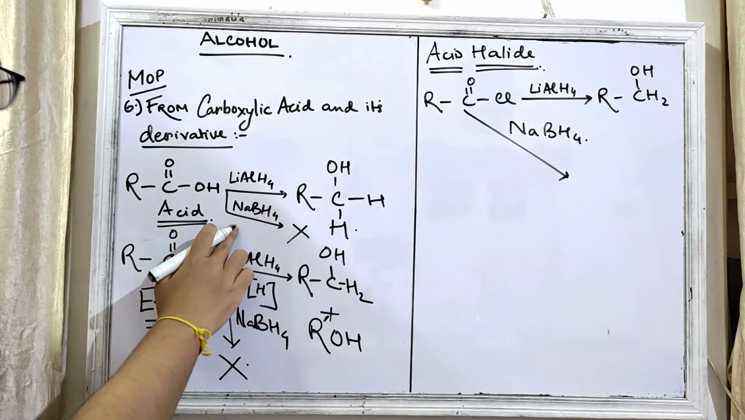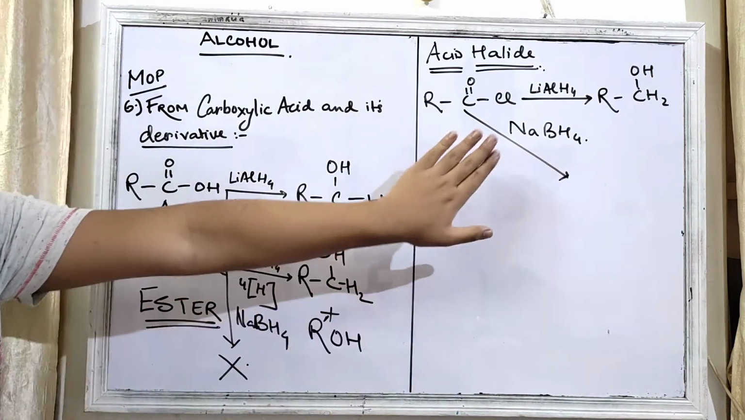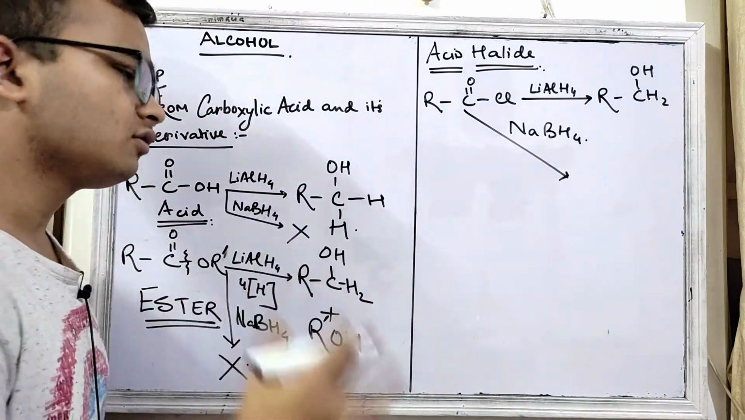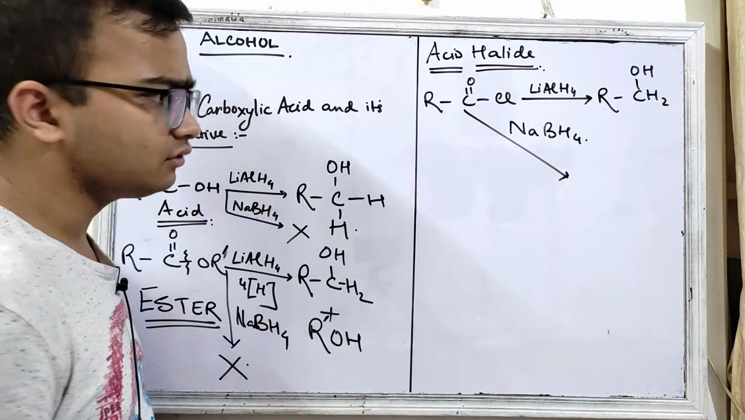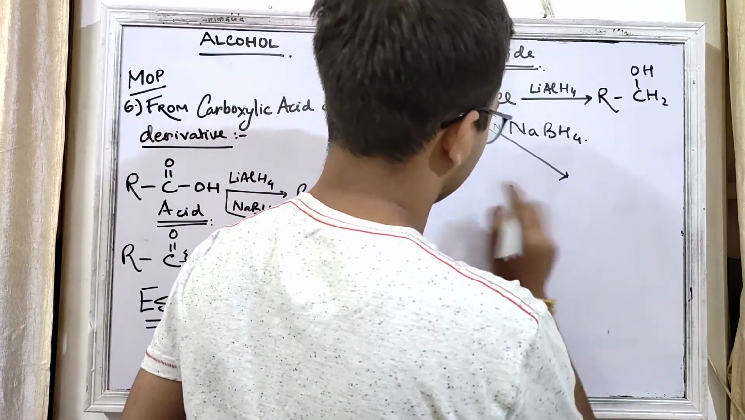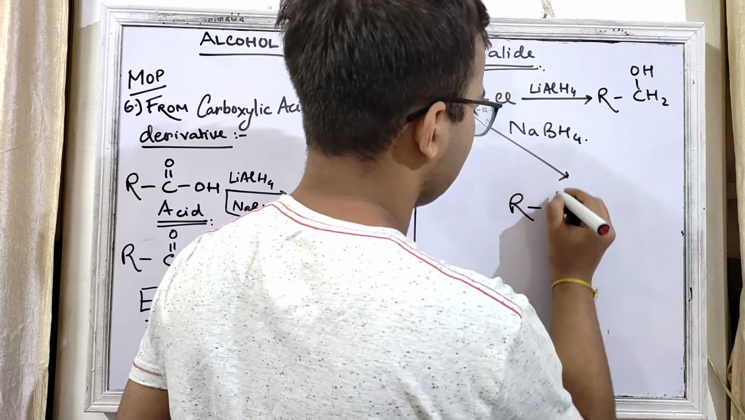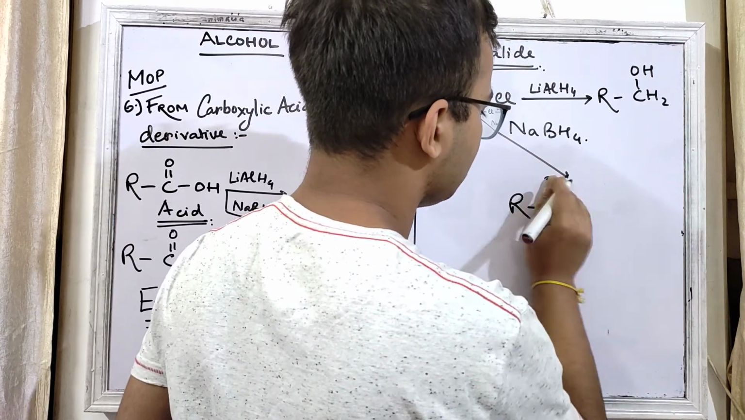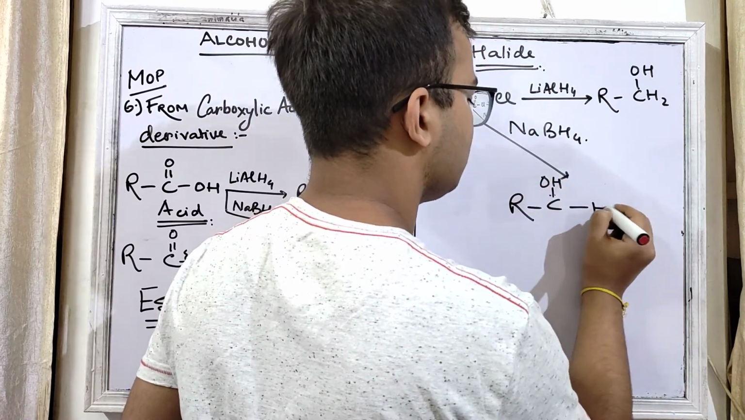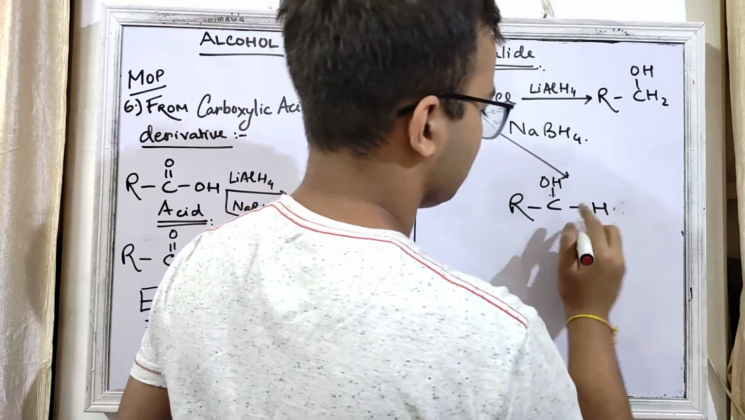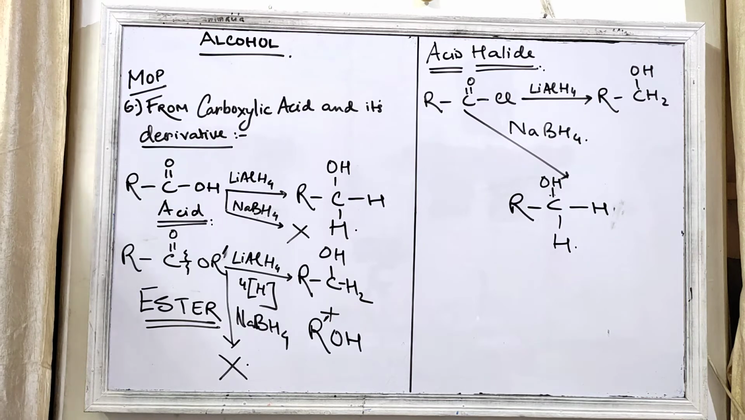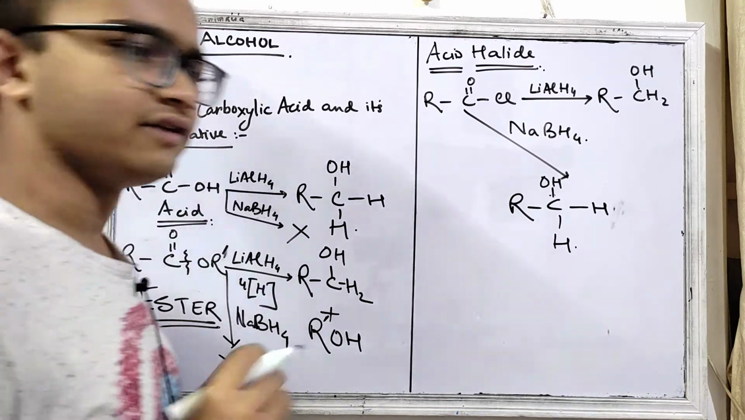Here you cannot take NaBH4, here also you cannot take NaBH4, but in case of acid halide, you can take LiAlH4 also, you can take NaBH4 also. So as a result of this, we are getting this one, R C double bond O, R C H, and this will be your H2, or you can write this one H and this one H. Both are the same thing. So this was about the preparation of alcohol from the carboxylic acid and derivative. So copy up to this much.